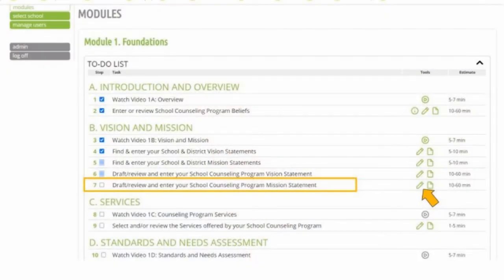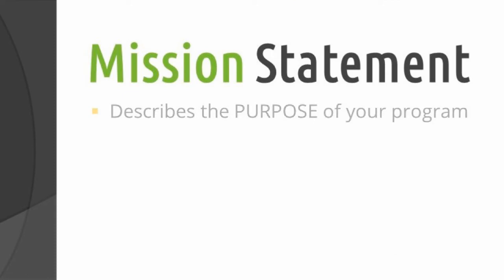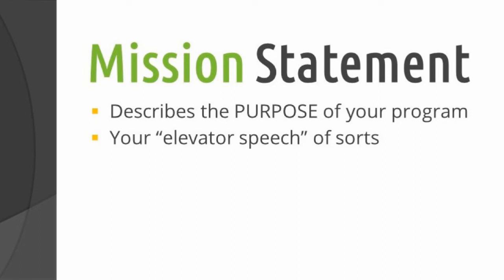In step 7, when you begin writing your school counseling program's mission statement, some of the same guidelines for writing your vision statement apply. Whereas a vision statement describes the ideal state that you want for your students, a mission statement describes the purpose of the school counseling program in a nutshell. It's your so-called elevator speech of what you do, or the answer you give at a party when someone says, so what do you do as a school counselor? This is your answer. It's the sentence or two that sums up the purpose of the whole school counseling program.